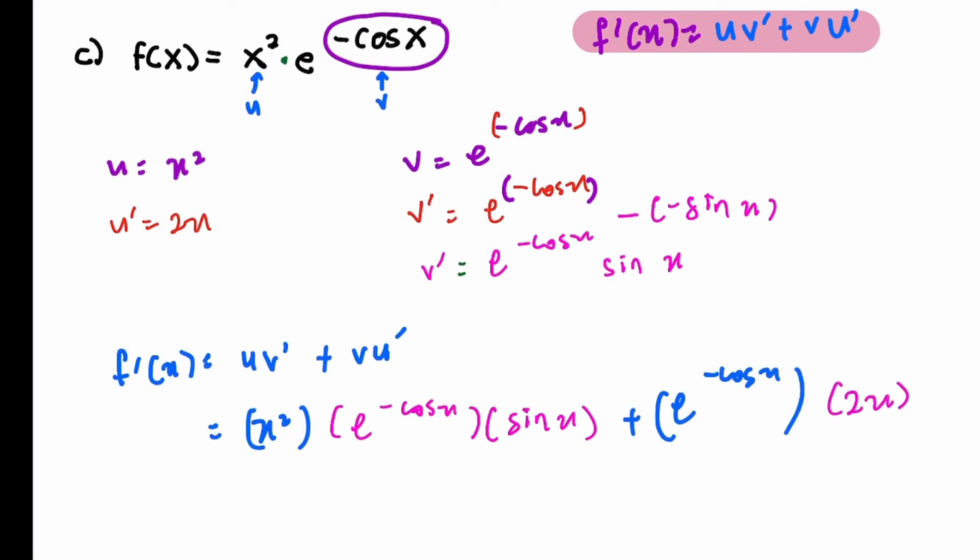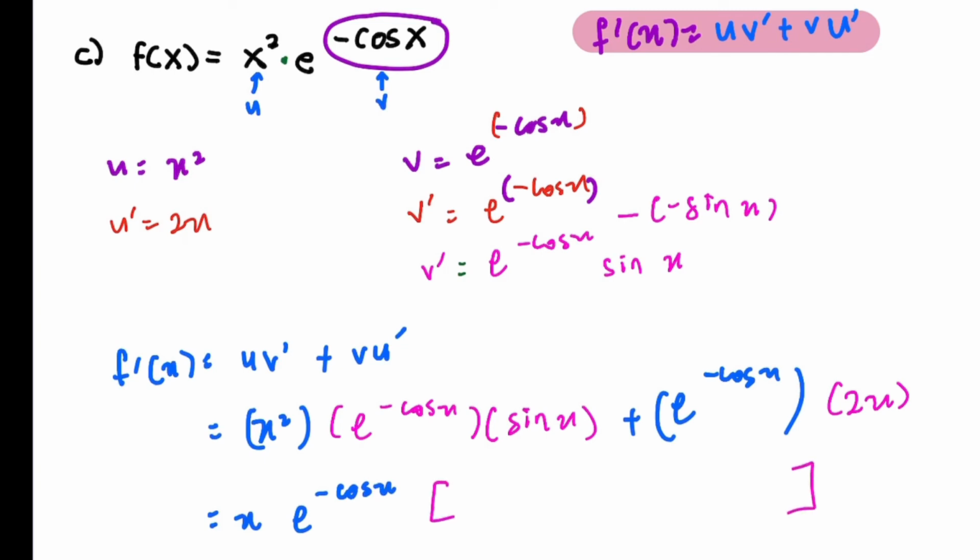Now let's simplify our answer. We have two terms here. From the first term we have x squared, and from the second we have 2x, so we can factorize out x. And in the next term, we have e to the power of minus cos x, and we also have e to the power of minus cos x in the first term, so let us also factorize that term out. And then that's all. So what's left inside?